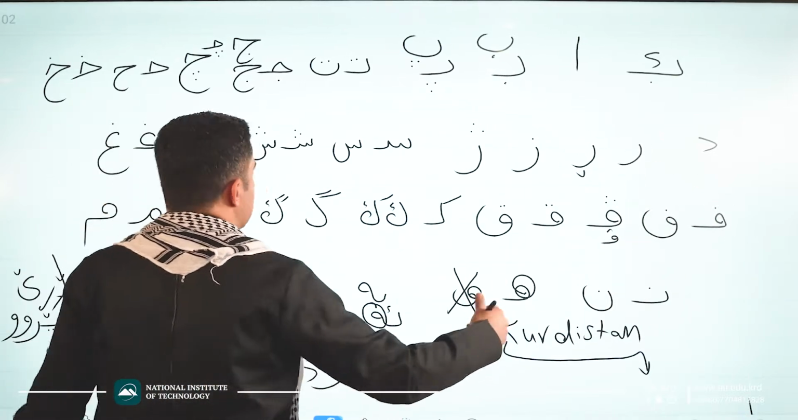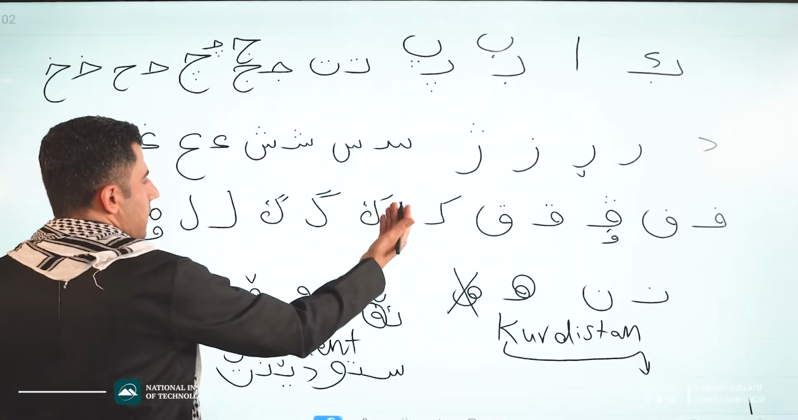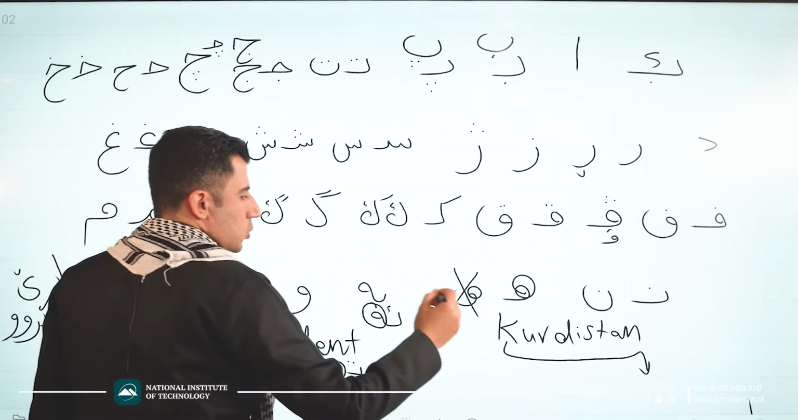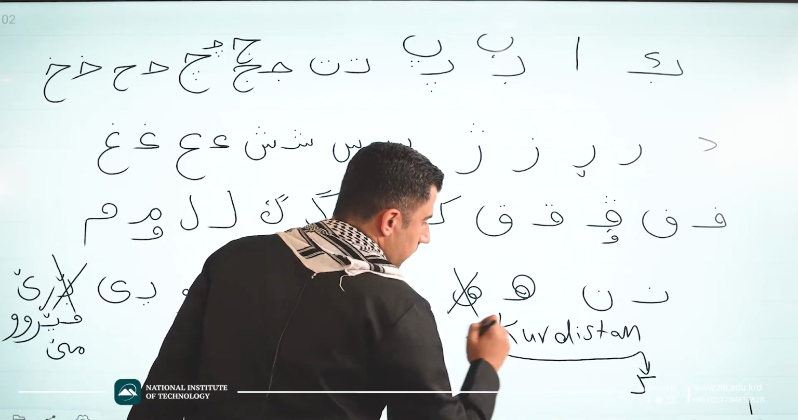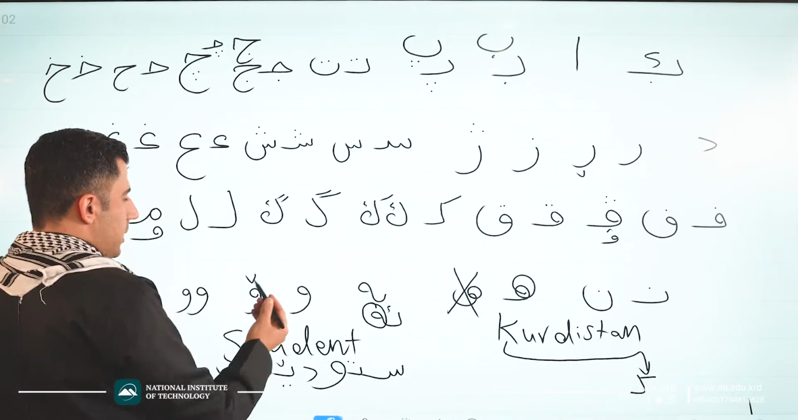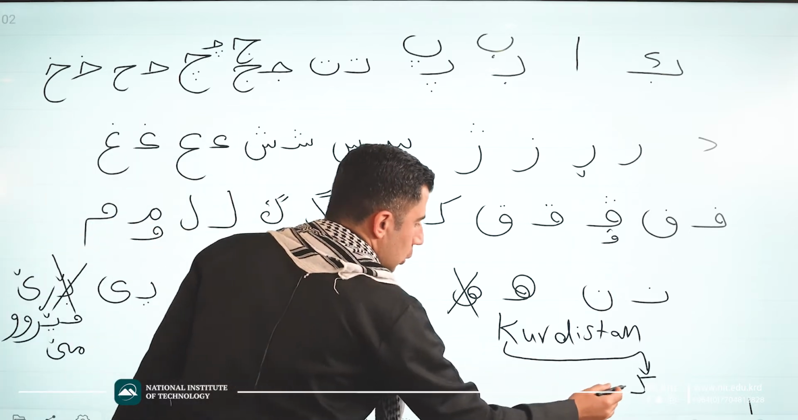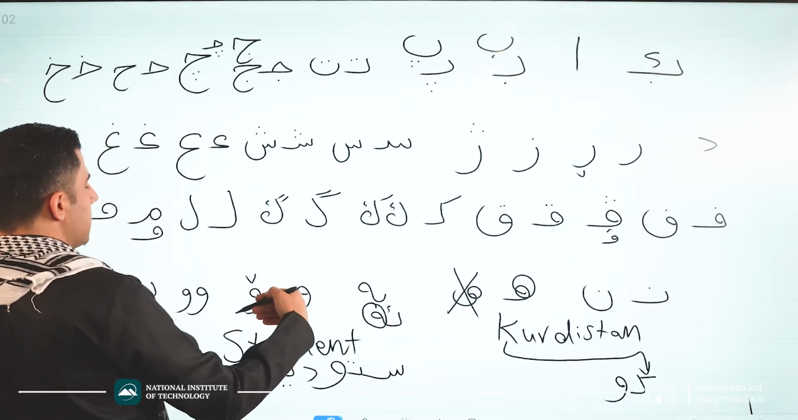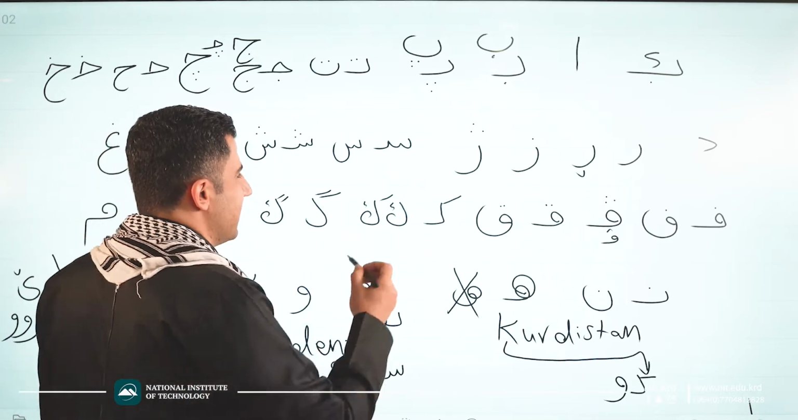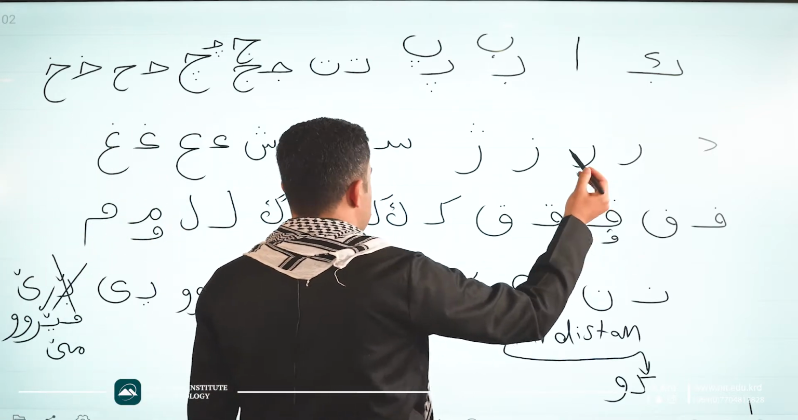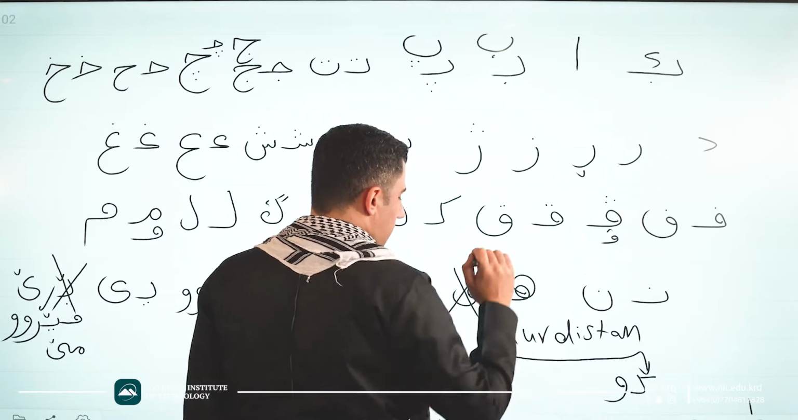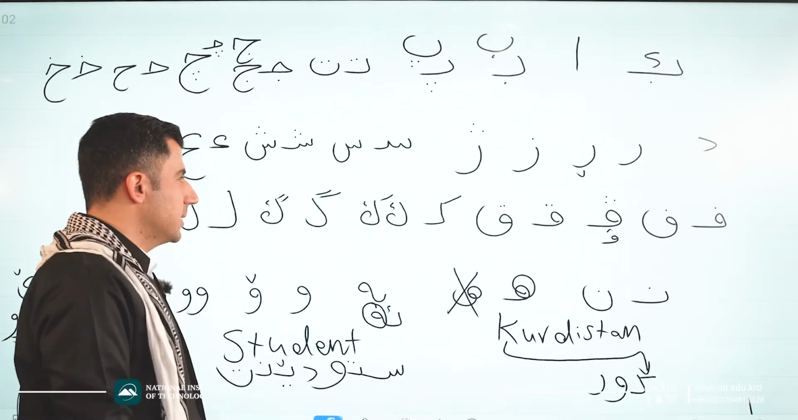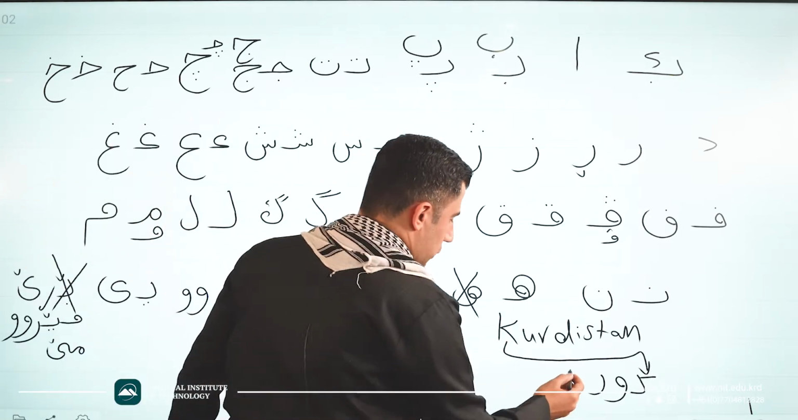Good. K. Where is K? K is here. Because it is in the beginning, we have to write down this one. K. Then U. Where is U? U is here. Ku. Re. Where is re? It's not r, it's re. This is re and this is another re. I have to write down this one. Kur. D. Where is D? It's beside. Kurd.